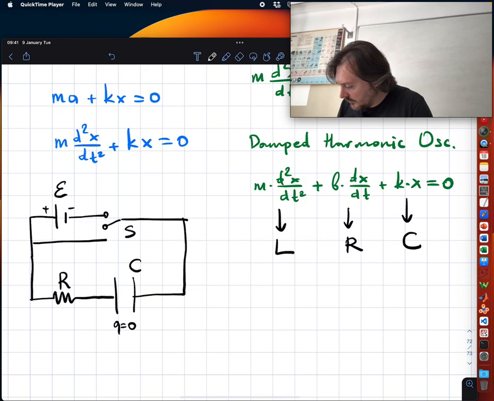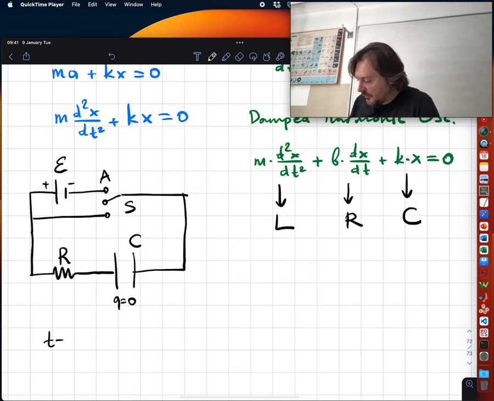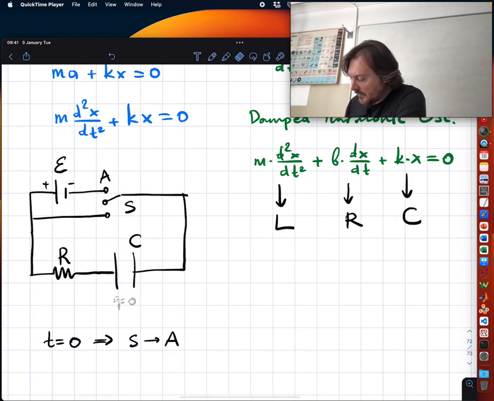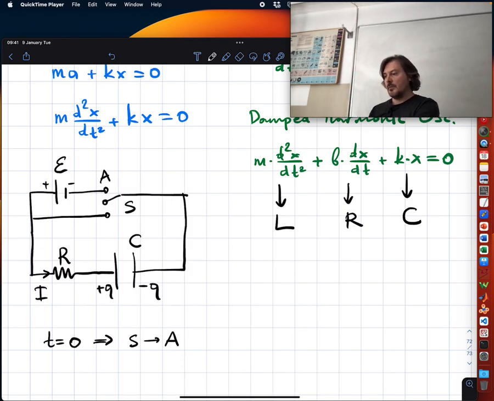Okay, Onat. What I will do is, at t equals 0, I will switch S to A. Okay? Then what will happen? Will there be a current? Yes. There will be a current, because that way the capacitor gets charged. So at a certain time, there will be a current flowing, I, and there will be some charge plus Q here and minus Q here. Good.